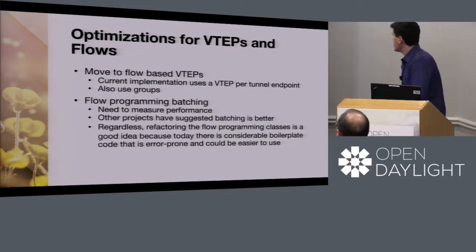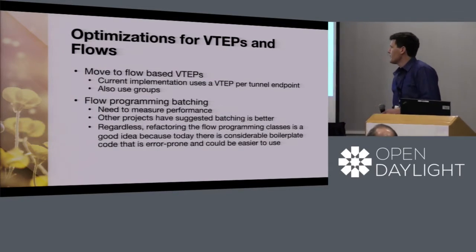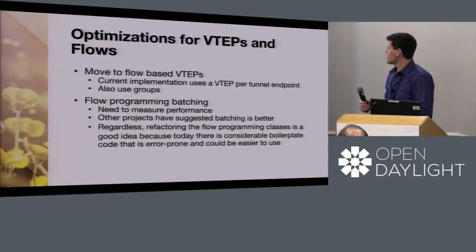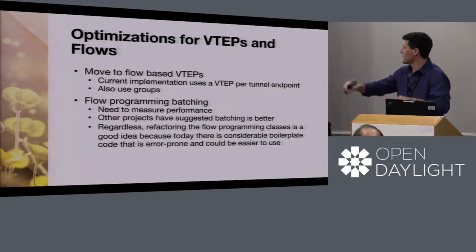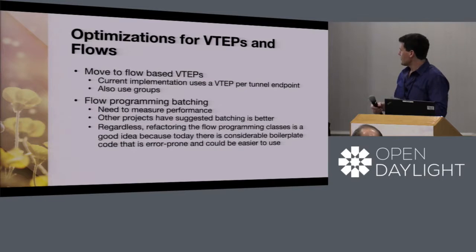Okay. Optimizations for VTEPs and flows. Right now, NetVirt builds a VTEP mesh. It connects all the hosts with VXLAN, so there's a tunnel and a VTEP on each host-to-host connection. We've been trying for the last release, I think even for two releases, to change that to be flow-based, where you just have a single VTEP and you're just pushing flows to direct traffic through the tunnels. That just helps make our pipeline a little bit easier to use.